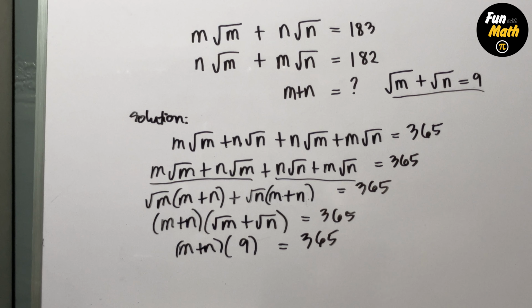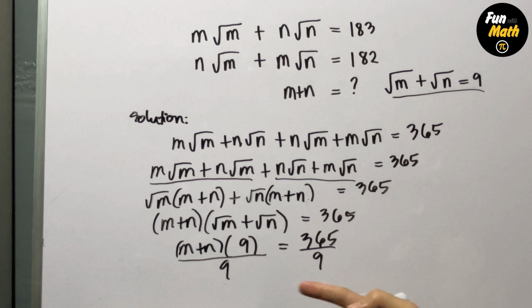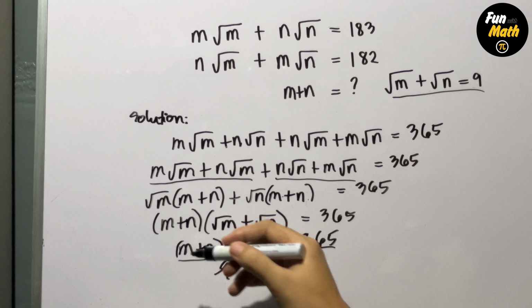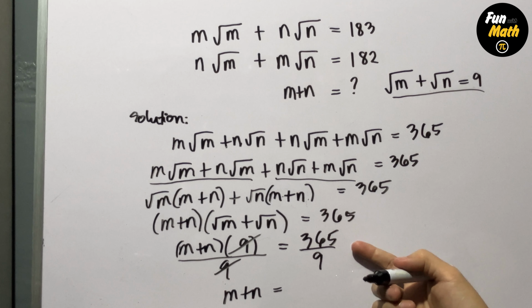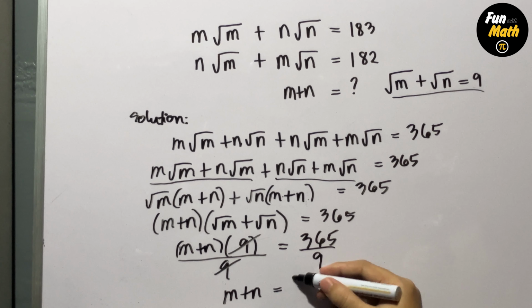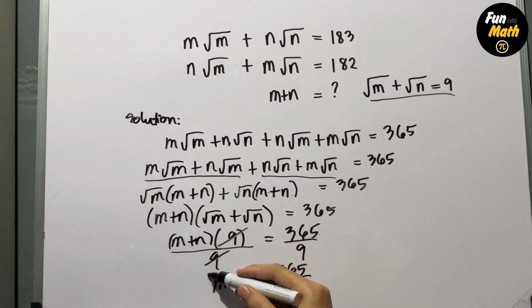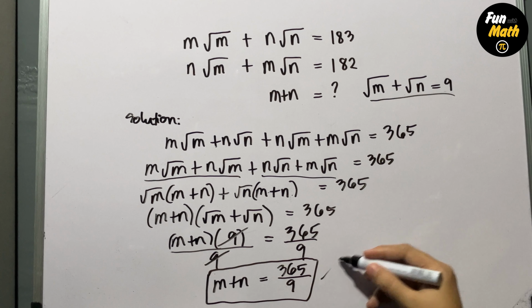Next, we can divide both sides by 9. So we can cancel 9 over 9, and we're left with m plus n equals 365 over 9. We cannot reduce it. So that is our final answer: 365 over 9. Again, our final answer is m plus n is equal to 365 over 9.